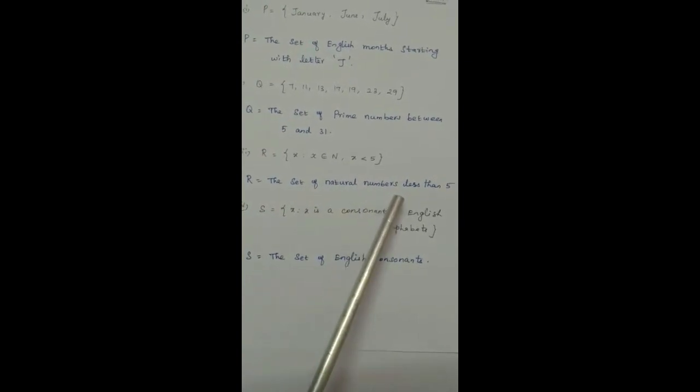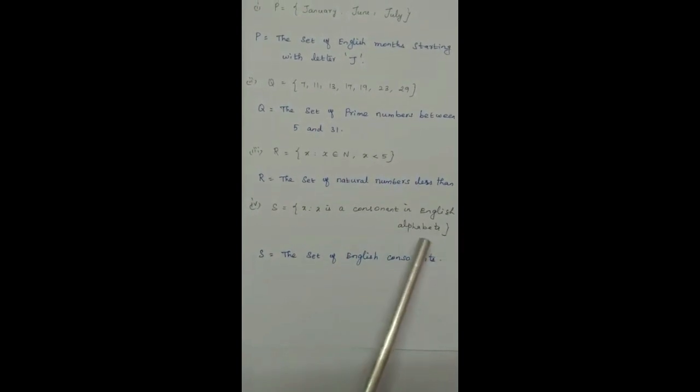Third question, R is equal to the set of all x such that x belongs to capital N where x is less than 5. R is equal to the set of natural numbers less than 5. Fourth one, S is equal to the set of all x such that x is a consonant in the English alphabet. S is equal to the set of English consonants.